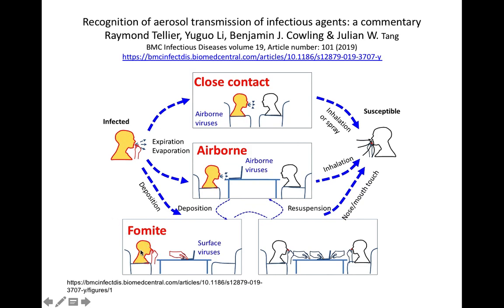And then fomites, right? This is why we want to always keep our hands away from our face. So an infected person contaminates a surface, and then later this person could leave, and then later a new host comes in and contacts that same surface with their hands, and then puts their hands up to their face, and that's how they get infected.